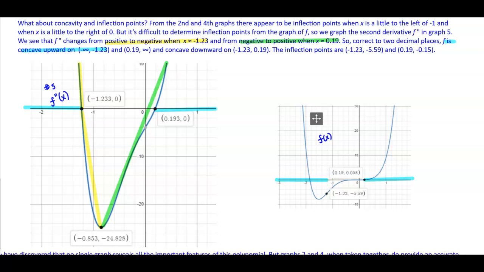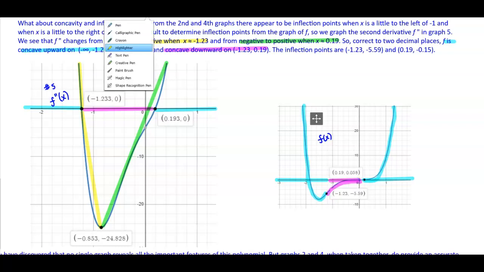And then we know that it's concave down from negative 1.23 to 0.19. So we can see that between these 2 points, it's going to be concave down. And if you look here, it's concave down on that graph. Whereas we can see that it's concave up from negative infinity to negative 1.23, and from the value of 0.19 to 0.058. Okay, and then there are also inflection points that we need to consider here.